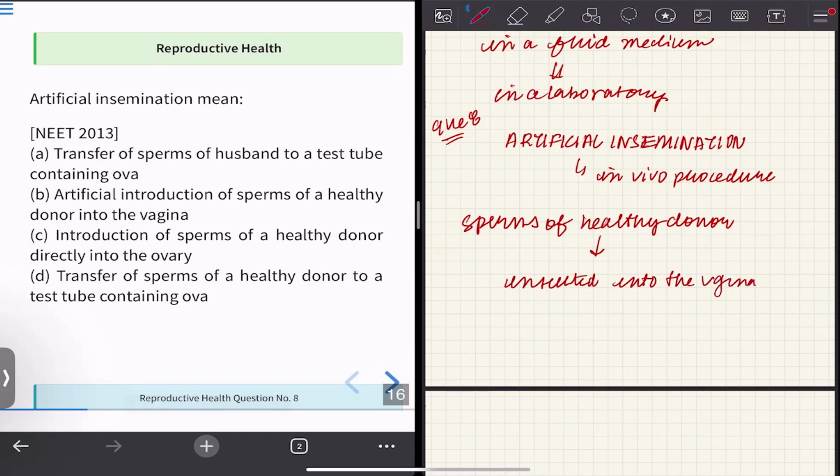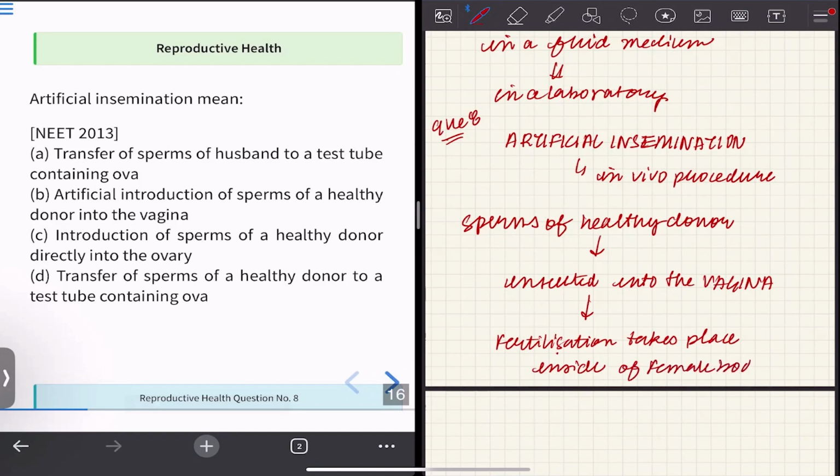And where does the fertilization take place? The fertilization takes place inside of the female body. Okay. So this process right here is in vivo. So option B is the correct one.